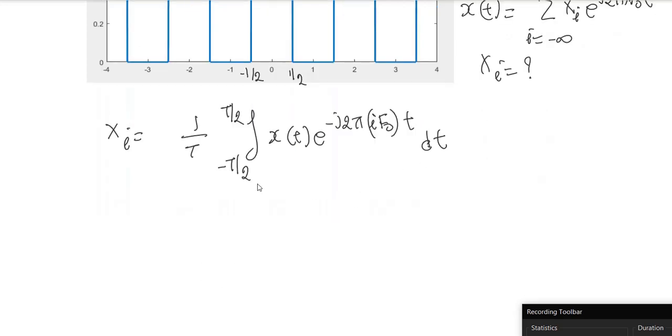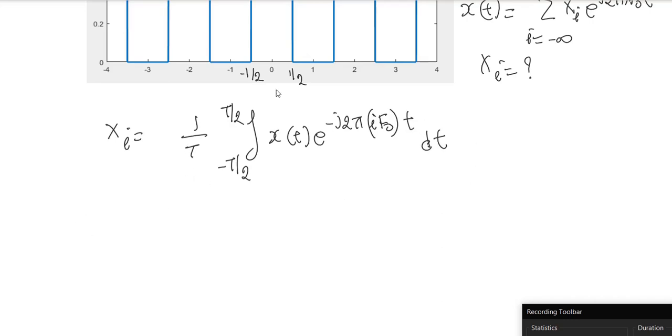It turns out x_i can be found by a formula given like this: 1 over the fundamental period, times an integral from minus T over 2 to T over 2. The integral limits can be over any period. So for example, it can also be from 0 to T, right? As long as you're integrating over one period, that will be good enough. Times x of t times e to the minus. Notice the difference here: here it is plus, here it is minus j 2 pi i f0 t dt.